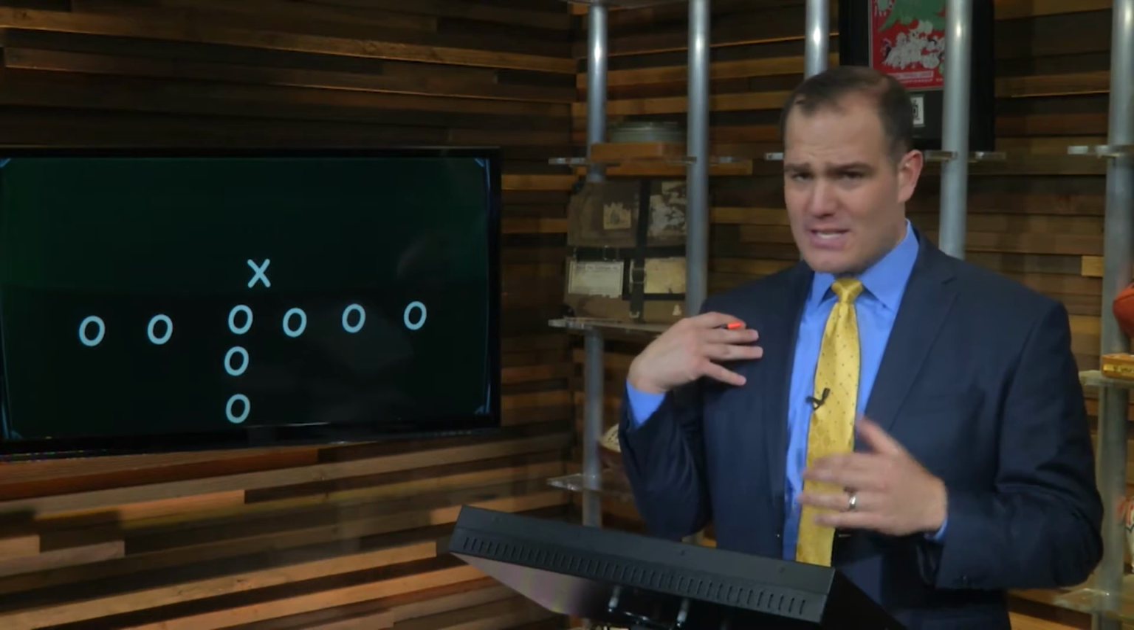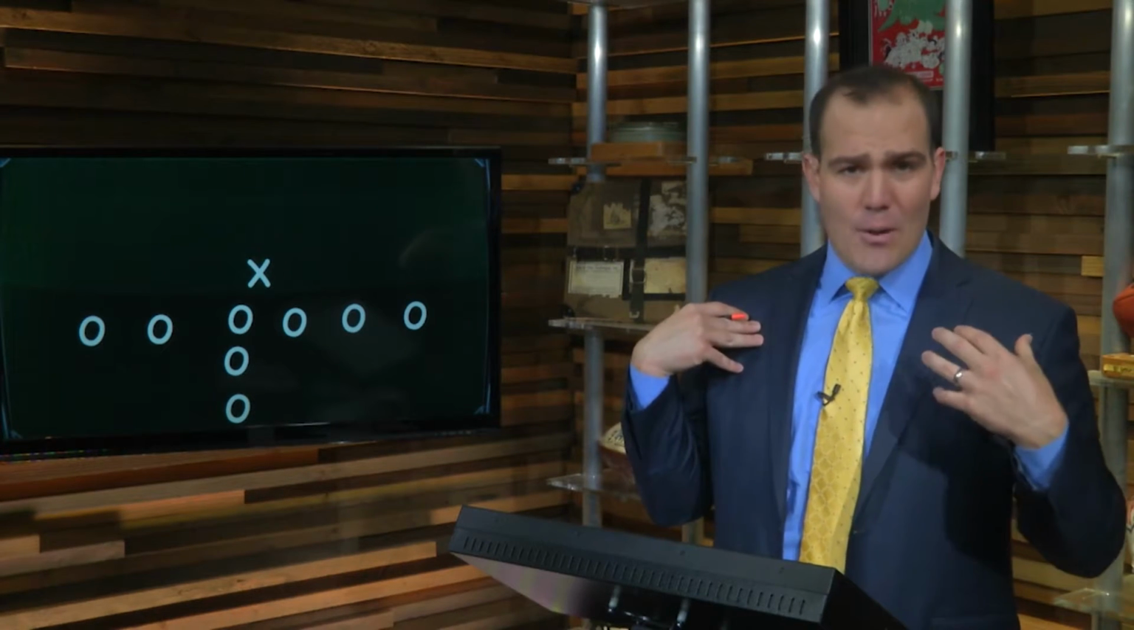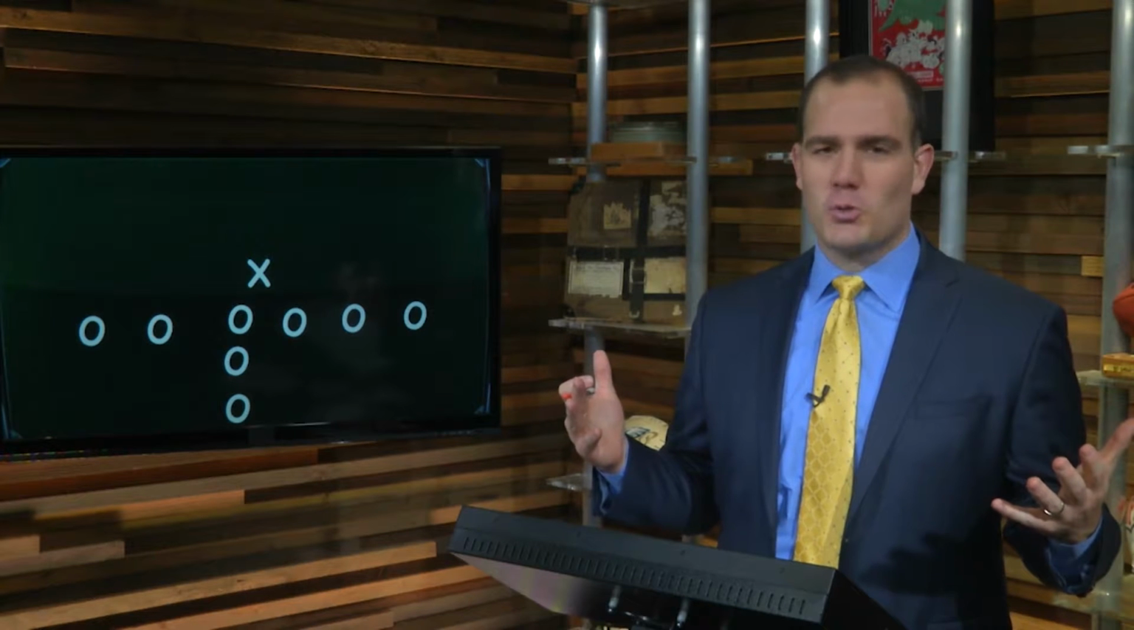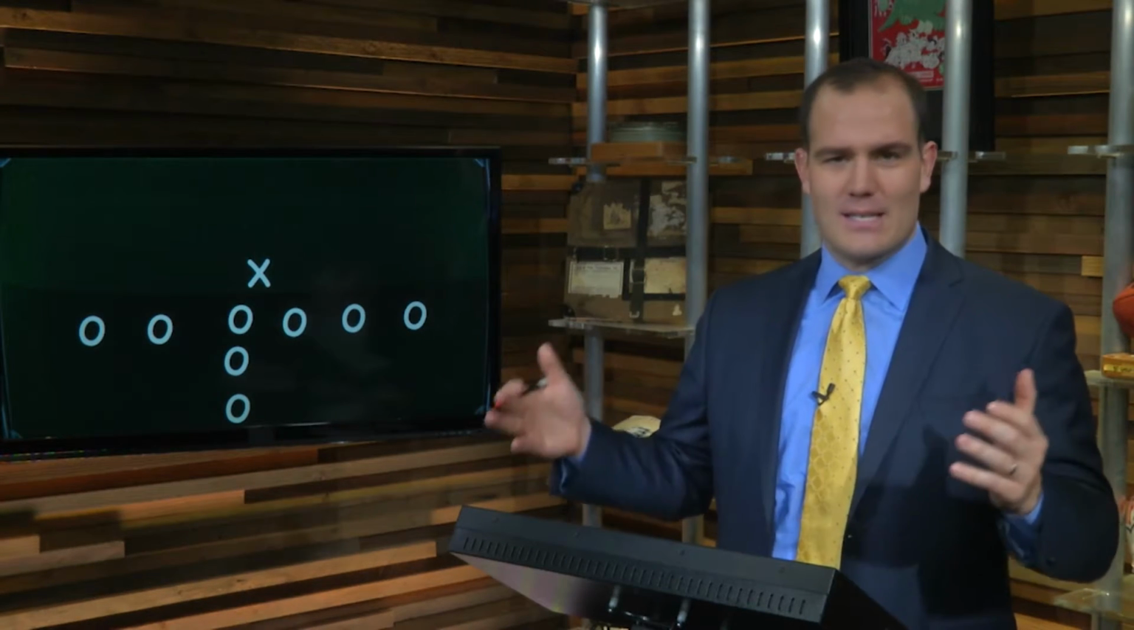If he slides over just a little bit on the shoulder of the center, that is a 1 technique. And by the way, this works for either side. Either side of the center is a 1 technique. And then after that, you're really just counting shoulders, fellas. Each shoulder is a different technique.